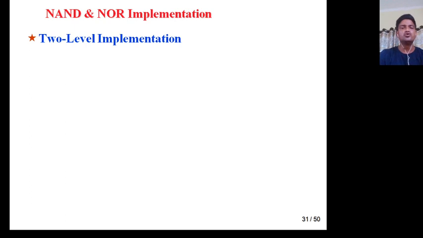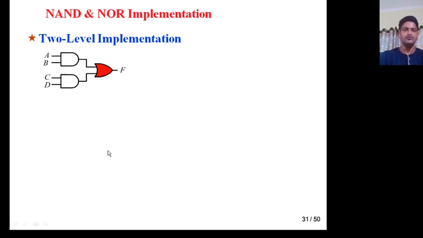Now come to two level implementation. How will you implement a two level gate? This is your SOP form. SOP is nothing but sum of products, and POS is nothing but product of sums. This is your AND term, and this is your OR term. This is nothing but AB plus CD. AB plus CD means sum of products.